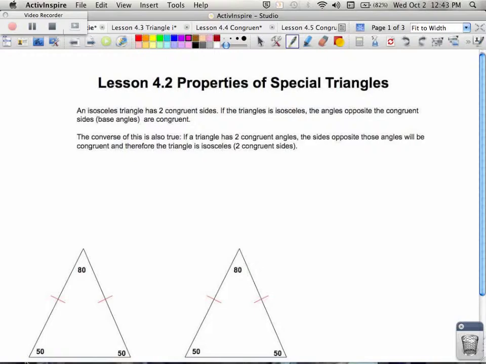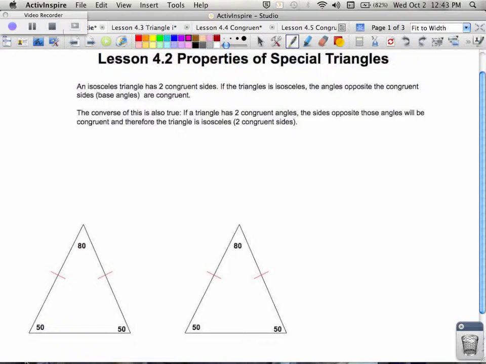In an isosceles triangle, we know that we have two congruent sides, which you can see marked on both the triangles on the screen with the dash marks. Those are the two congruent sides. Also, if it's isosceles, we know that the angles that are opposite to those congruent sides, those are called the base angles, are also congruent. And as you can see down below, we have that these two angles, 50 degrees each of them, are congruent to each other.